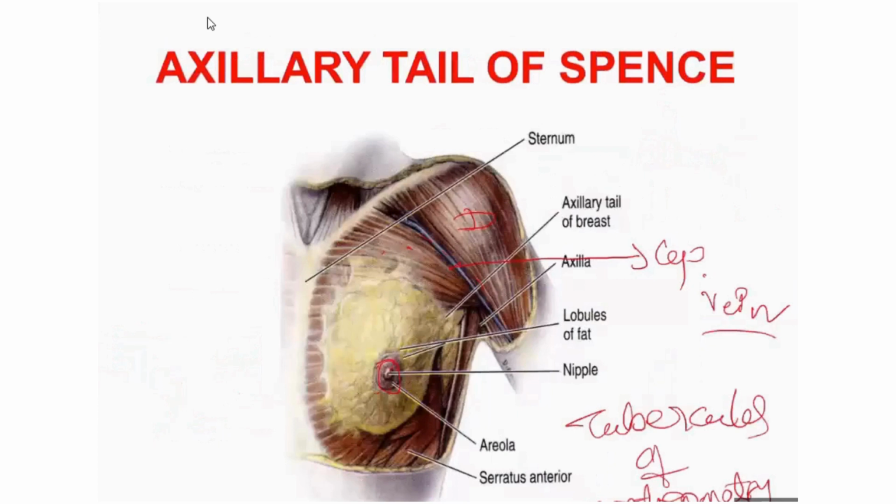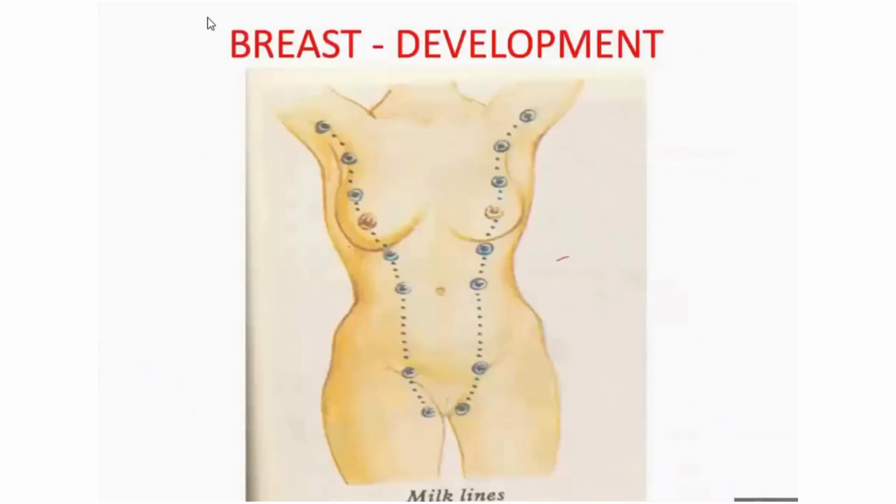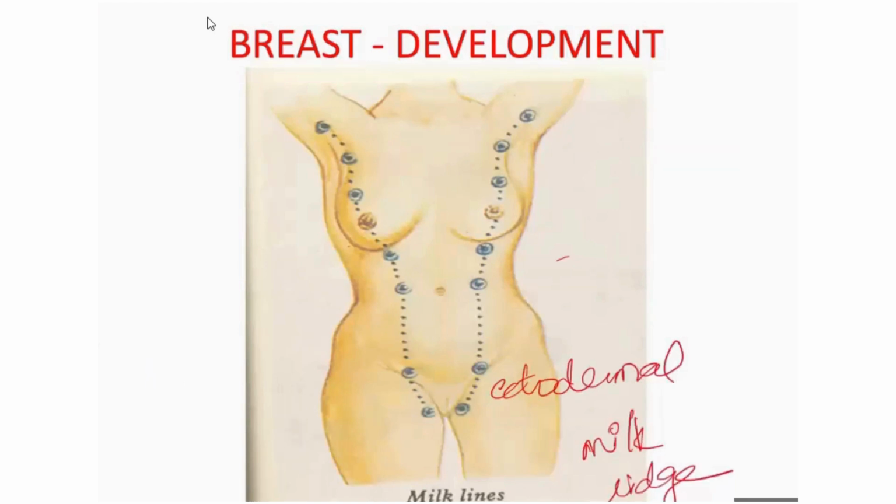This is the area, the ectodermal milk ridge. The breast is developed from the ectodermal milk ridge. So these are the ectopic sites of breast. Normally, the breast is present in the pectoral region. Apart from this, the ridge will disappear. Sometimes the female can have supernumerary breasts at additional sites.